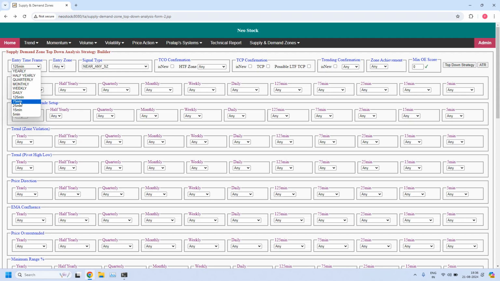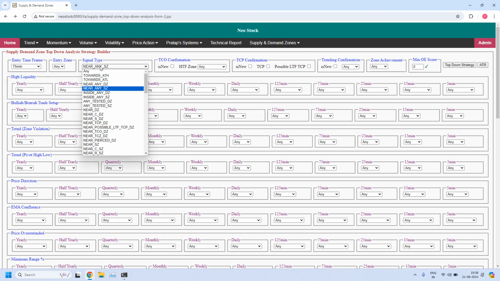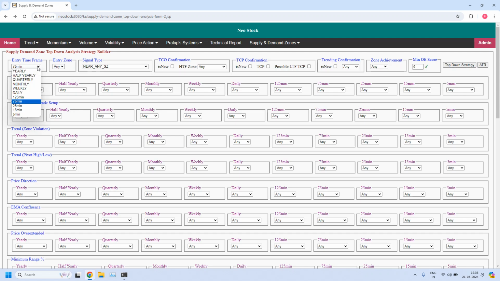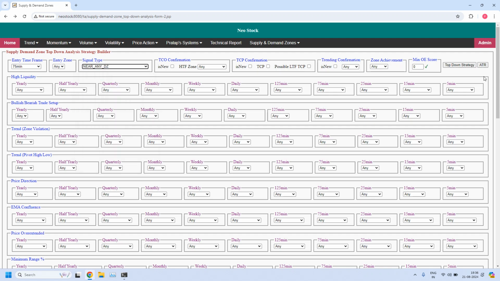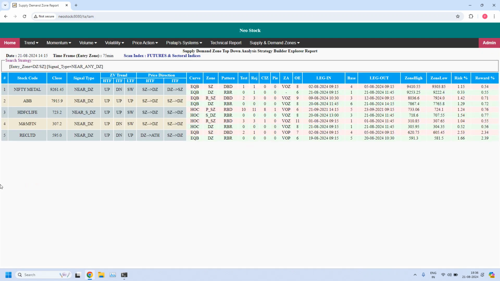Next time frame is 75 minutes. For entry time frame 75 minutes, let us find the stocks near 75 minutes demand zone. 5 stocks are filtered. Let's verify any high liquidity 75 minutes demand zones. So here we have HDFC Life having a high liquidity demand zone. And it is a fresh zone.